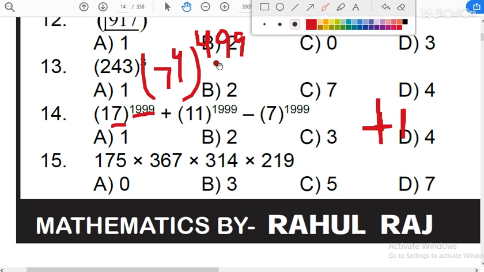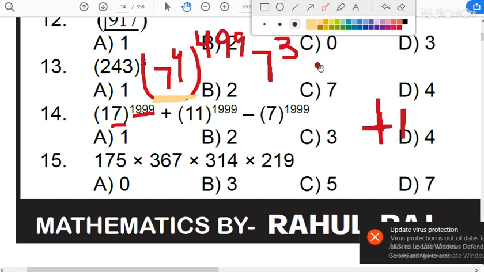499 into 4 gives me 1996. So 7 raised to the power 3 is left again, after reducing it by 499 groups of four. Okay, I think you have understood the method. This is giving me unit place as 1, so 1 raised to the power 499 will give unit place as 1.